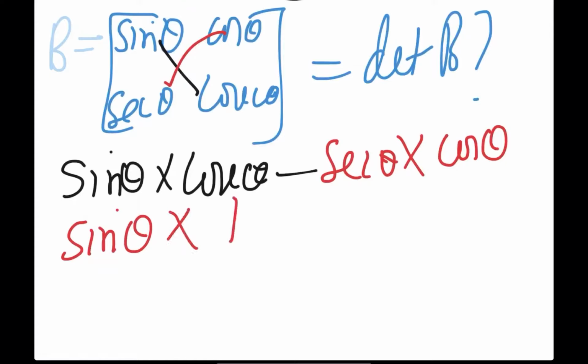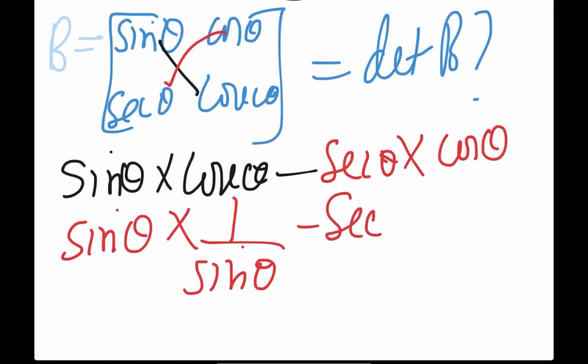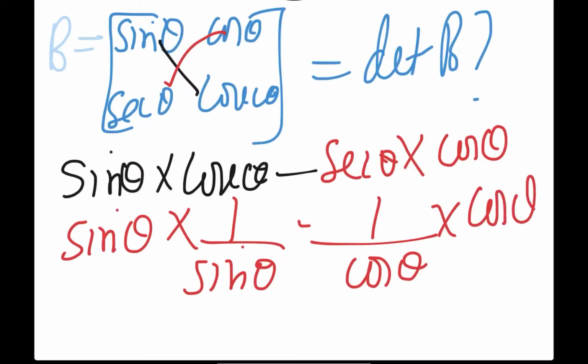Sine theta and cosec theta is 1 upon sine theta. It's your basic trigonometric formula, minus sec theta. Sorry, I can write sec theta as 1 upon cos theta as well, minus 1 upon cos theta into cos theta. Again your trigonometric formula. These all get cancelled, so this gives me 1 minus 1, which is equal to 0.